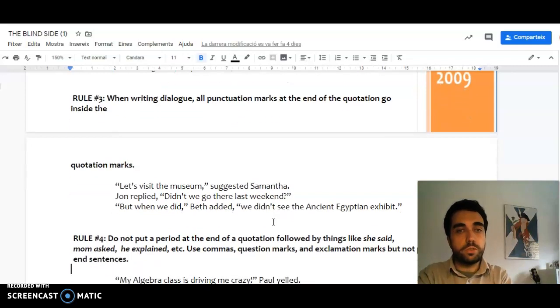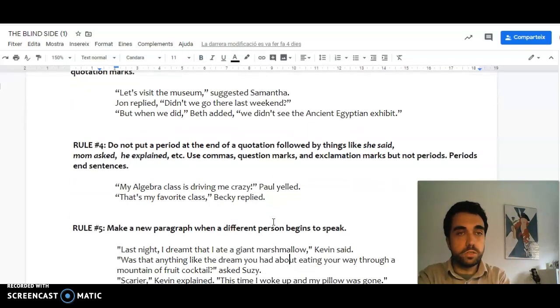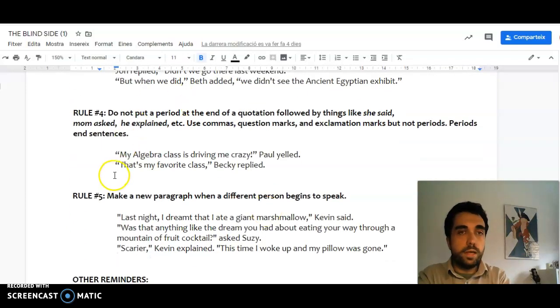Do not put a period at the end of the quotation followed by things like she said, mom asked, she explained, etc. Use commas, question marks, and exclamation marks, but not periods. Periods end sentences. So, "My algebra class is driving me crazy," Paul yelled. Yes, you see, the period is at the end of the sentence, but not at the end of the quotation. To finish the quotation, we've got an exclamation mark or a comma.